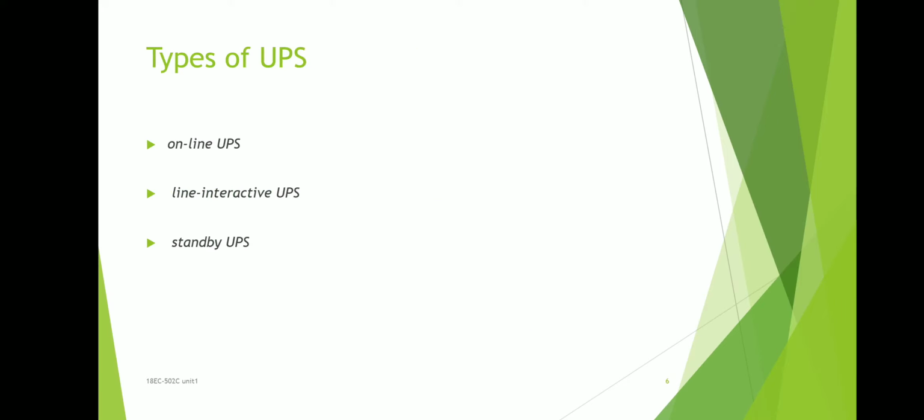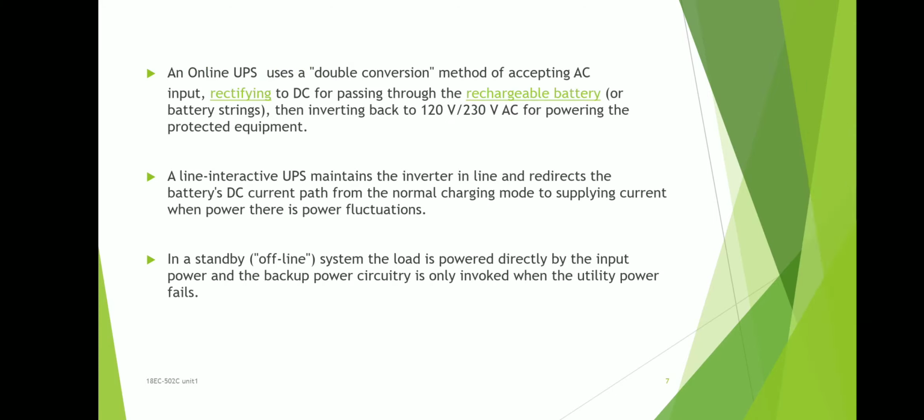Right. Here the UPS is mainly classified into three types: online UPS, line interactive UPS, and standby UPS. What is online UPS? Online UPS is also called double conversion. Right, that means there is a circuit here.